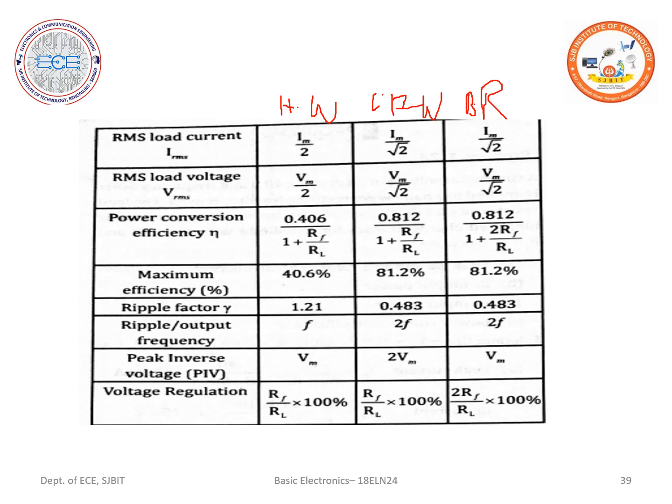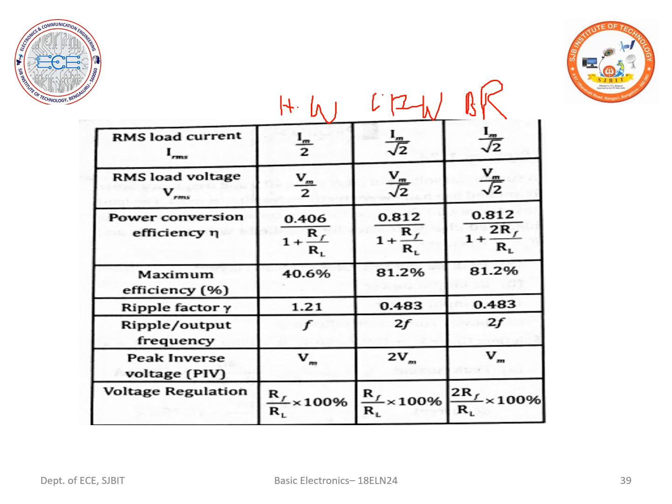Similarly, we have the ripple factor given by gamma, where gamma is equal to 1.21 for the half wave rectifier, 0.483 for the center tap full wave rectifier, and 0.483 for the bridge wave rectifier. Similarly, the ripple or output frequency would be equal to F for the half wave rectifier, but for the full wave rectifiers it is 2F. And the peak inverse voltage, that is PIV, is equal to Vm for the half wave rectifier, and for the full wave rectifiers it is 2Vm.